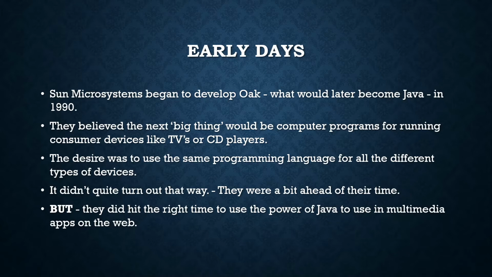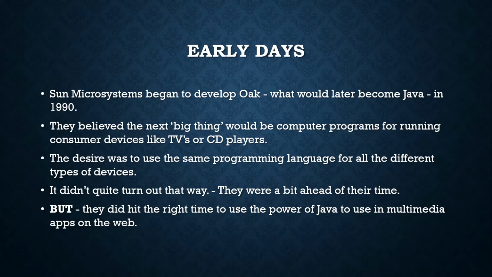The desire was that they would write one language that we could use just about anywhere, regardless of the operating system or the hardware on the device. It didn't quite turn out that way because they were a little early. We know now today that phones use Java, and DVD players all run Java for their control systems. But they were just a little bit early in 1990 for that to really take hold.